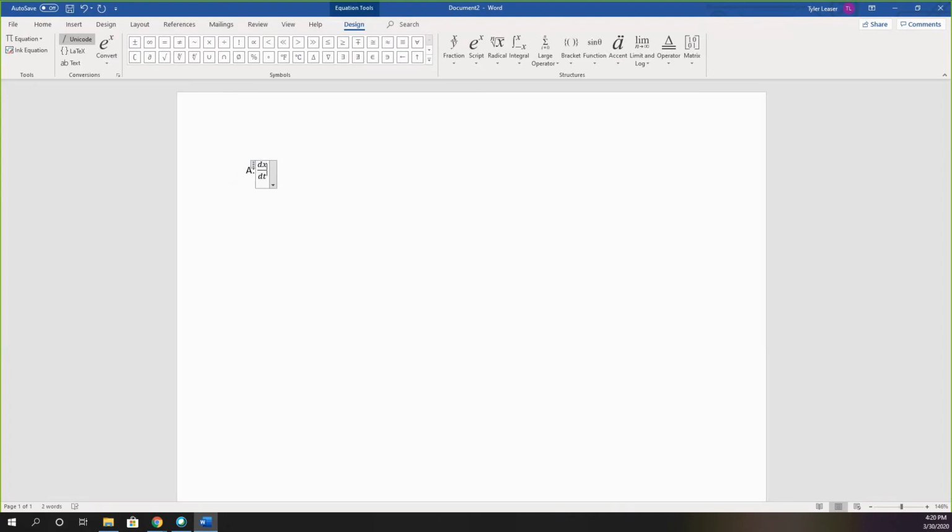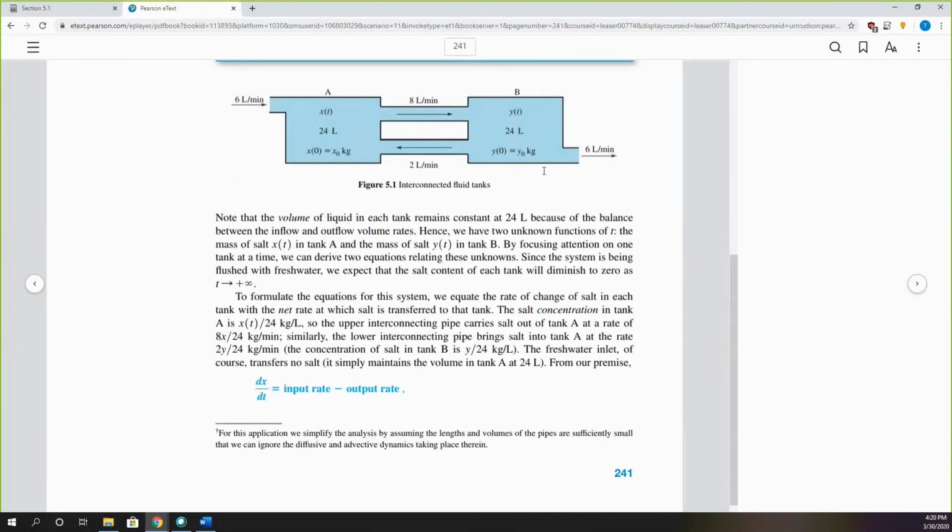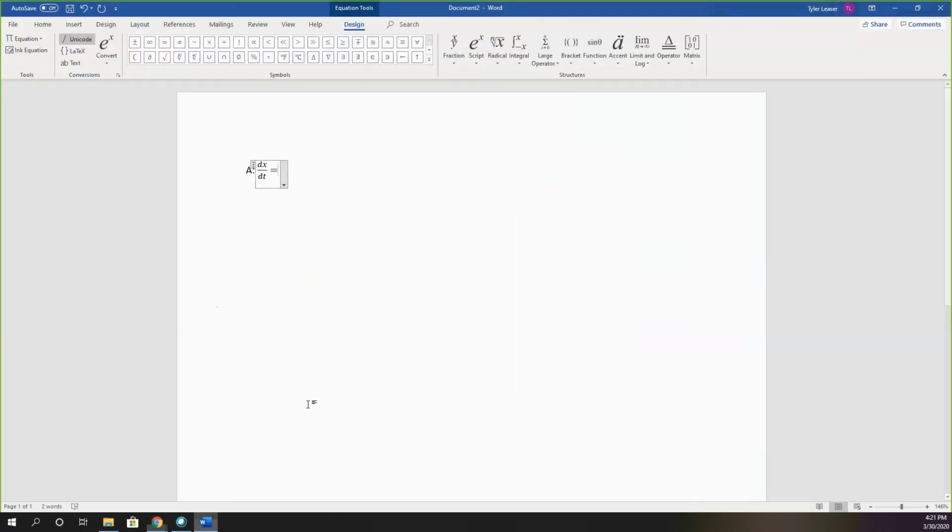This we're just going to let be the input rate minus the output rate. So let's go back to our picture here and let's talk about the input rate for tank A. There is no salt coming into the system from this 6, because remember this is pure water. The only salt that could be coming into tank A would be salt coming from tank B with this 2 liters per minute. So it's going to be the 2 liters per minute coming in at the concentration of B.